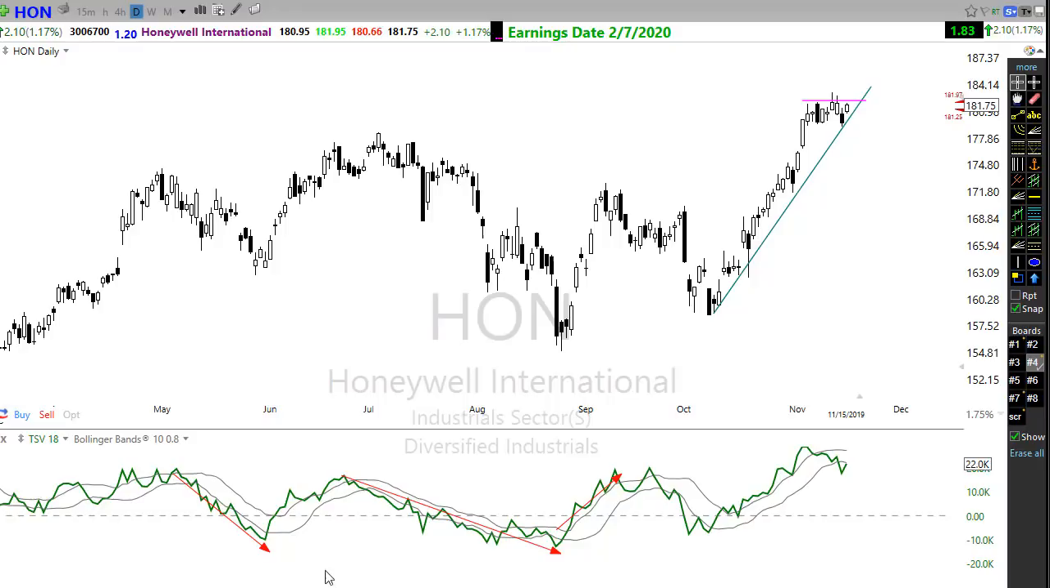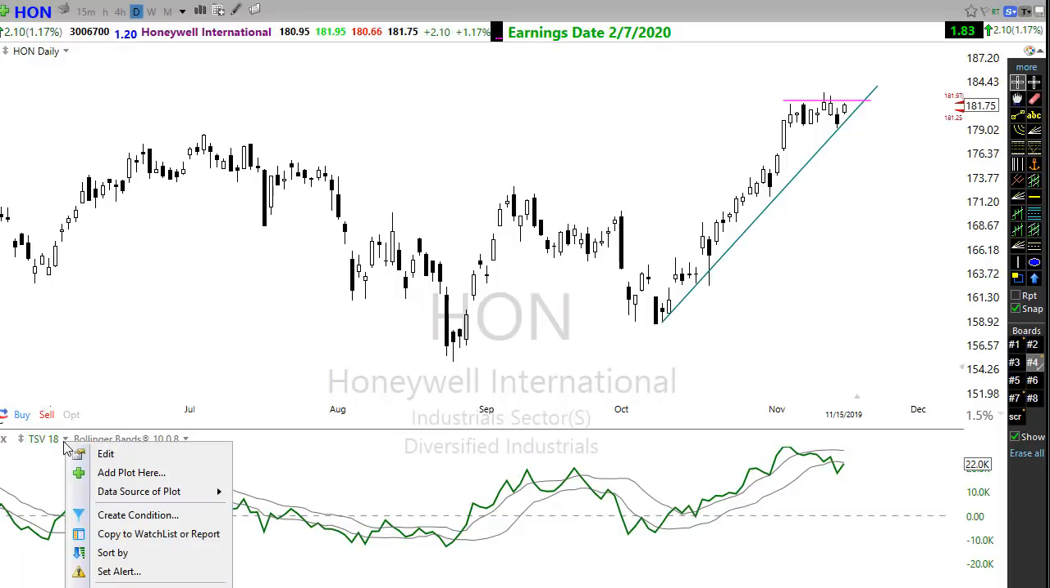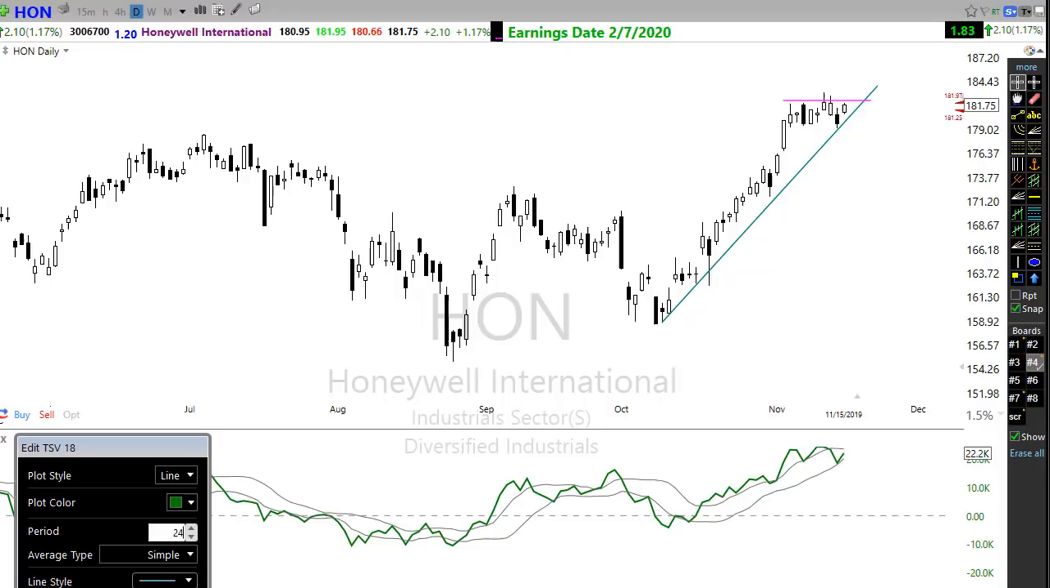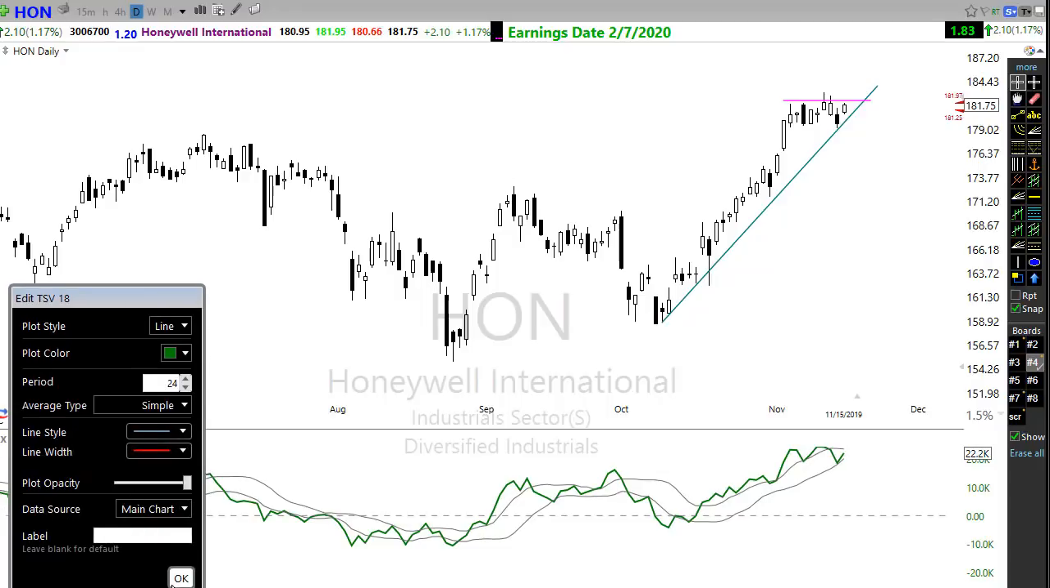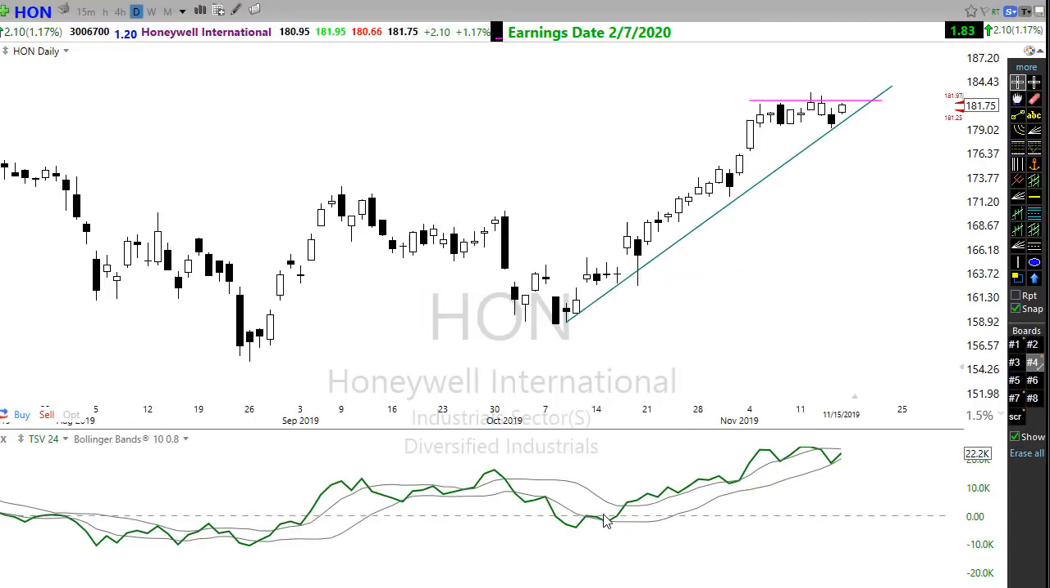Okay, so putting your TSV, and by the way, I'm still running that 18, that little bit longer. If I smooth this out even more, if I made this a 24, you can see that actually cleans this up even more and gives us a little bit more useful data in being able to see that there is accumulation. And by the way, that's all this indicator is. It's not a crossover indicator. It's nothing more. Don't buy based on an indicator. Buy based on the price action.